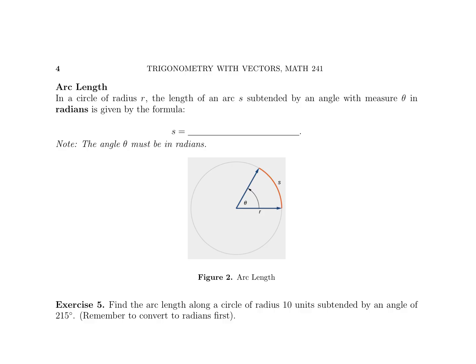All right, now they're going to talk about arc length. So in a circle of radius r, the length of an arc s subtended by an angle with measure theta in radians is given by the formula s equals r times theta. So notice that the angle must be in radians, so that's very important. The angle must be in radians. If you're given an angle in degrees, you must convert it to radians before you use this formula. So this formula only works when the angle theta is given in radians.